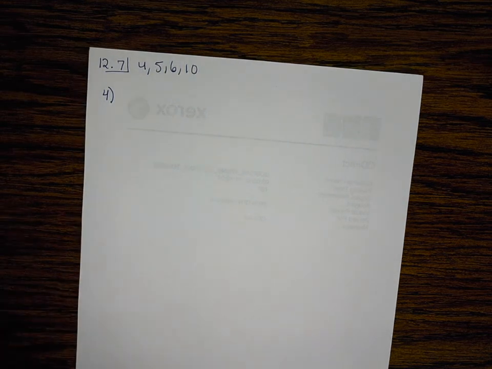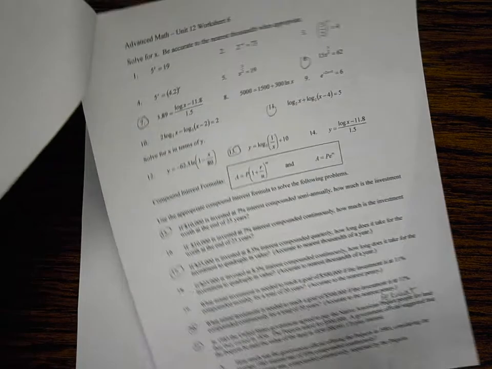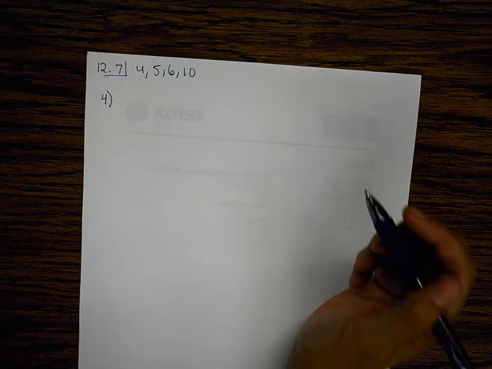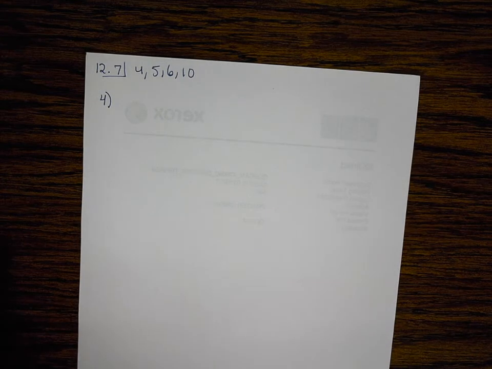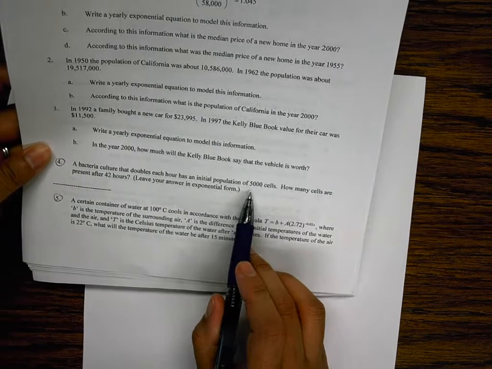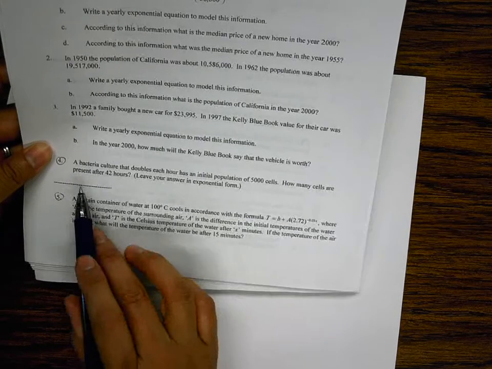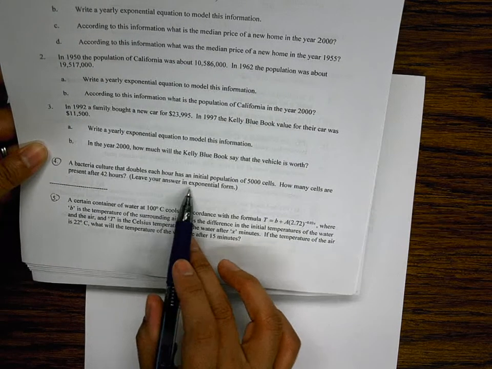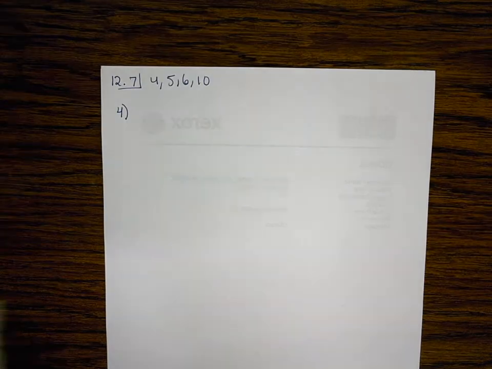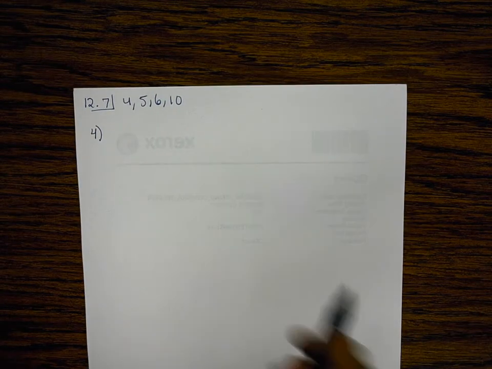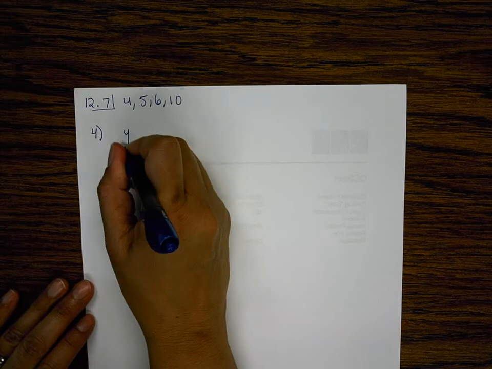Okay, starting with, and this is off of the worksheet from my website or from the packet, depending on how you're doing this. Number 4, a bacteria culture that doubles each hour has an initial population of 5,000 cells. How many cells are present after 42 hours? Leave your answer in exponential form. Okay, so I know on these, I'm going to use the formula y equals ab to the x.